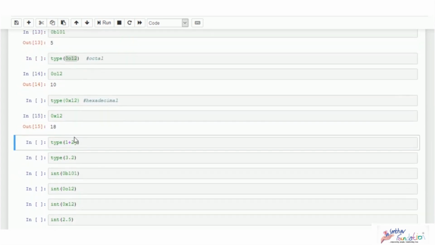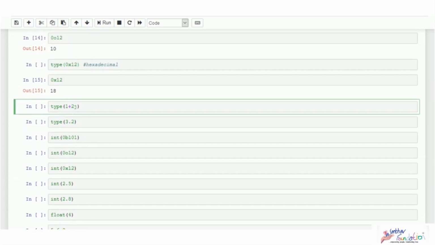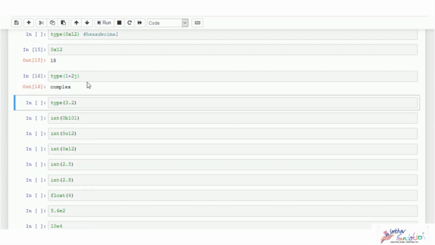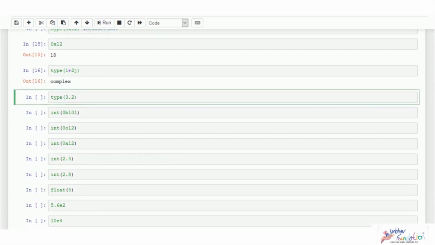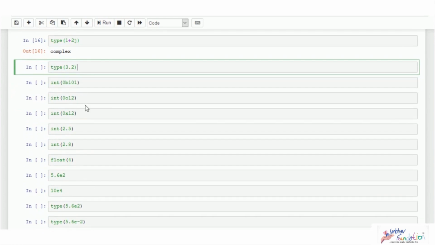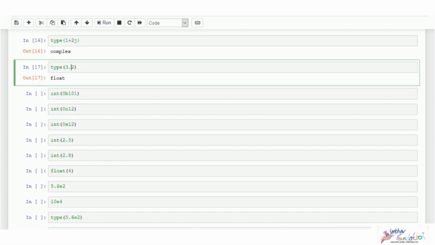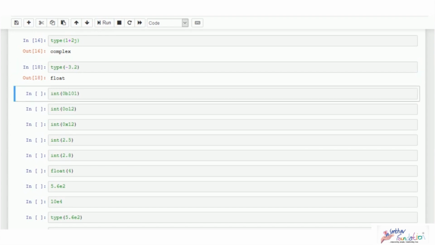Complex numbers are represented using the a plus bj form. The first part is called the real part and the second part is called the imaginary part. You can check the type and it will show you that it is a complex number. And we have floating numbers, which are nothing but numbers with a decimal point. We have 3.2, which is a float. They can be positive as well as negative, so you can even have minus, it doesn't make a difference.